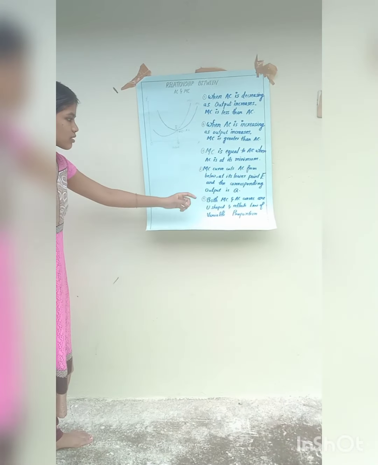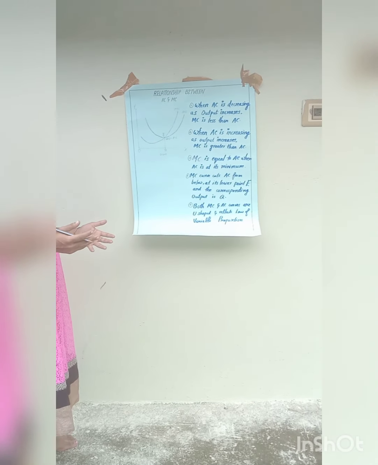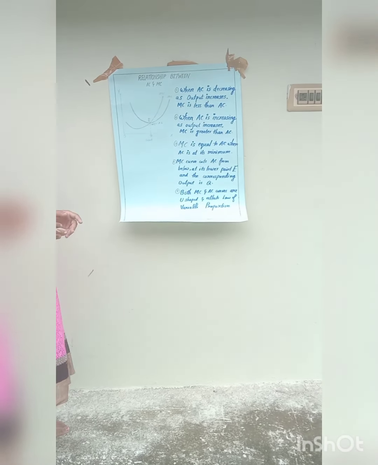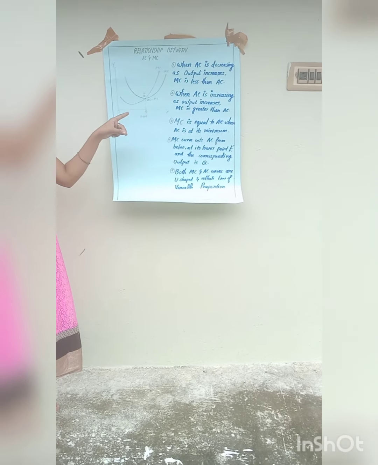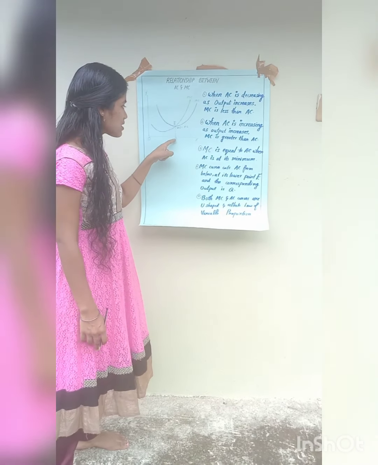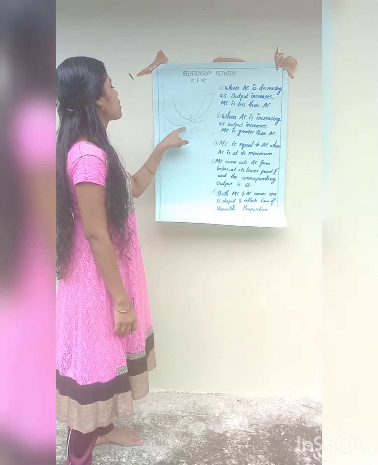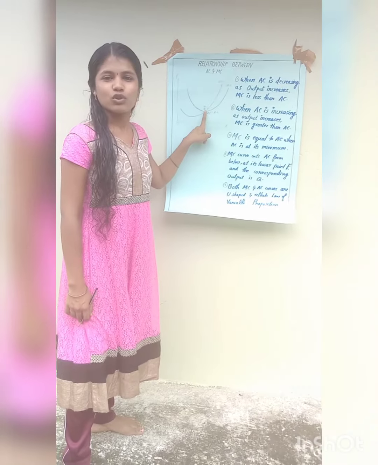Then fourth point, the MC curve cuts the AC curve from below. Yes, that is also an important point. The MC curve cuts the AC curve from below only, not from above. The corresponding output is Q, and it is cutting at the minimum point of the average cost curve.